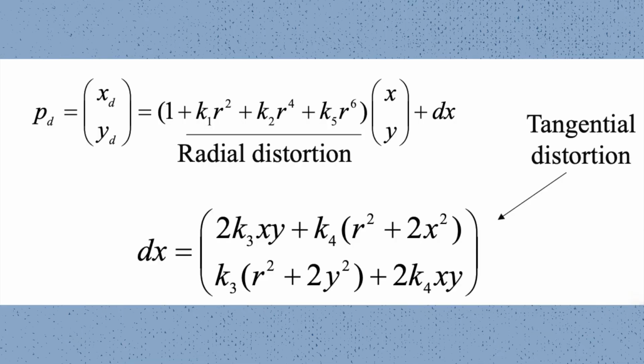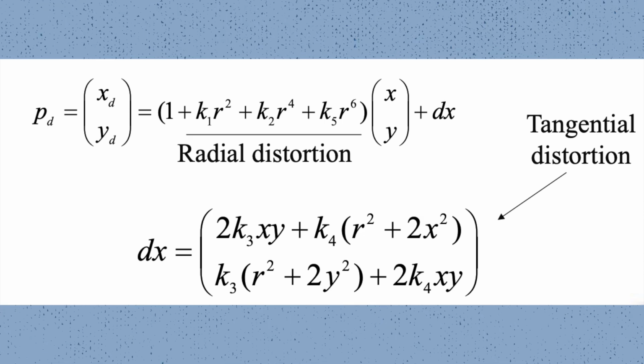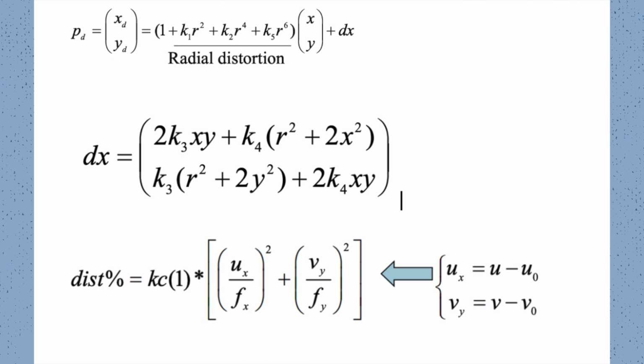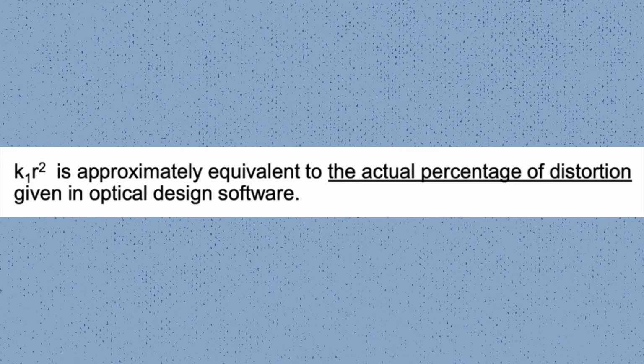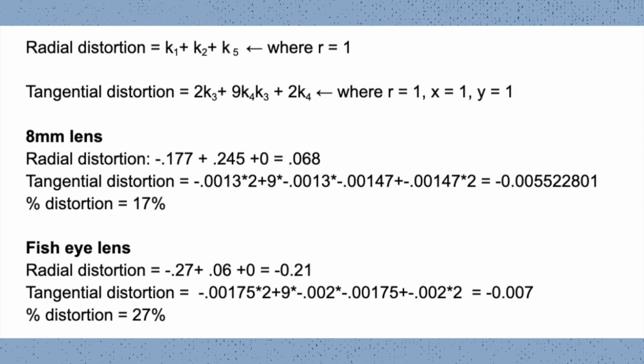One important aspect that this code outputs is the distortion coefficients. With this information, we can actually calculate the amount of radial and tangential distortion from these equations. We can also calculate the percentage of distortion, and here we will do that by simplifying it as k1 times r squared, where r squared is the normalized pupil height, or 1 in our case. Here we can see the amount of radial distortion and tangential distortion. We can also see the percentage of distortion for both lenses as calculated using the equations as shown previously.